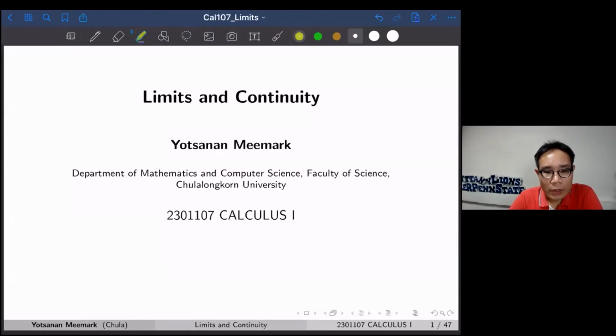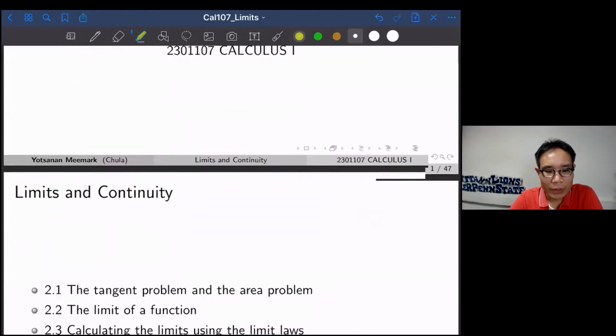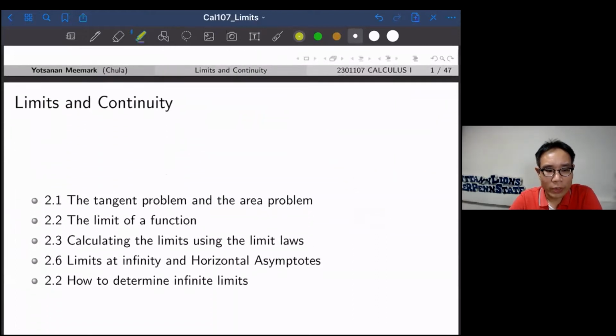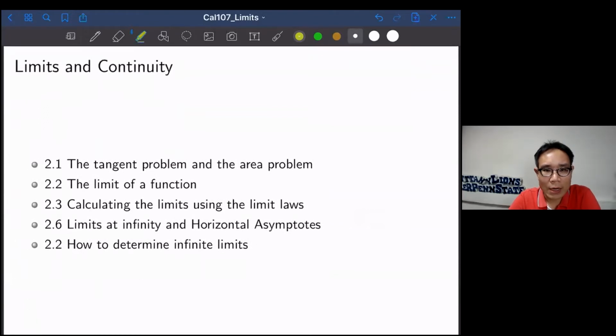So today we're gonna talk about the limit and continuity of the function. This will be your first chapter. However, if you look at your book, it's gonna be chapter 2, because chapter 1 will be the background from your high school algebra, geometry, and trigonometry.